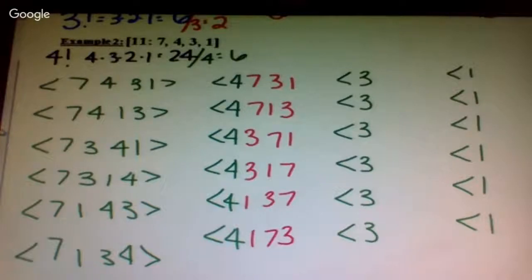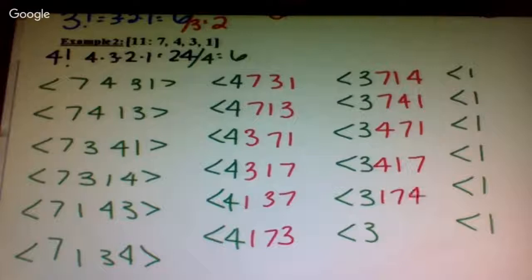We move on to my 3s. What can come after 3? 7. 3, 7, 1, 4. 3, 7, 4, 1. 3, 1, 7, 4. 3, 1, 4, 7. Do you see the pattern that's happening here?